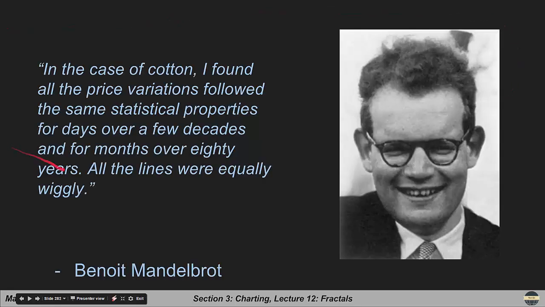So here's a quote by him talking about the cotton, and he observed the price variations over a few days for a few decades, and then for a few months over 80 years. So for example, looking at daily bars and then looking at monthly bars, and he saw that all the lines were equally wiggly and had similar statistical characteristics. And that's exactly why at the beginning of the lecture, you can't really tell the difference between the weekly chart and the daily chart and the 5-minute chart.